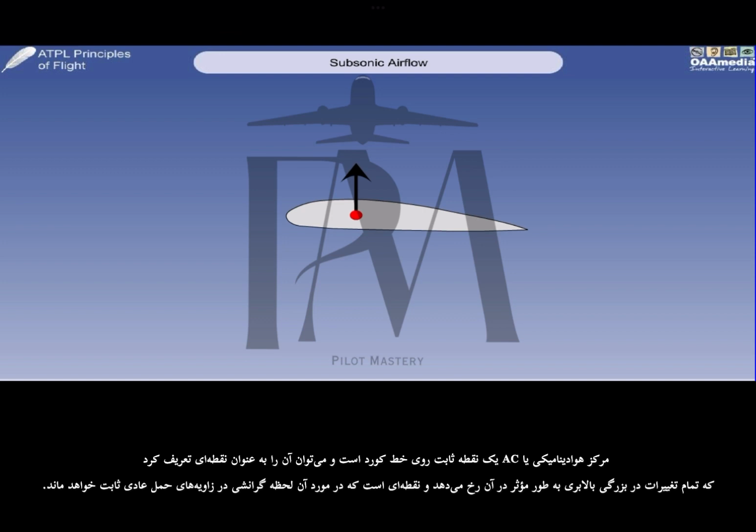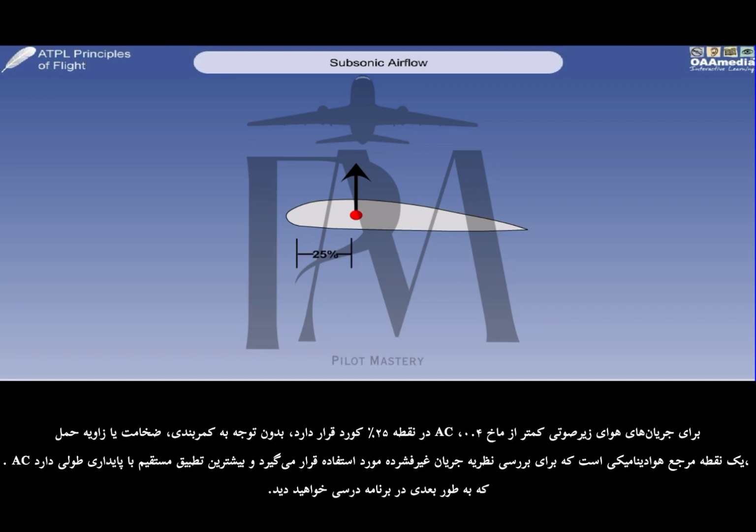The aerodynamic centre, or AC, is a fixed point on the chord line, and can be defined as the point where all changes in the magnitude of lift effectively take place, and the point about which the pitching moment will remain constant at normal angles of attack. For subsonic airflows of less than Mach 0.4, the AC is located at the 25% chord point, regardless of camber, thickness, or angle of attack. The AC is an aerodynamic reference point, which is used for examination of the theory of incompressible airflow, and is most directly applicable to longitudinal stability, as you will see later in the syllabus.